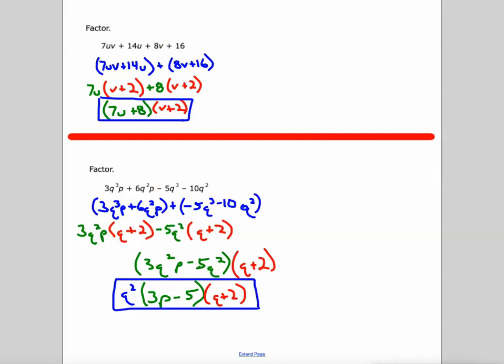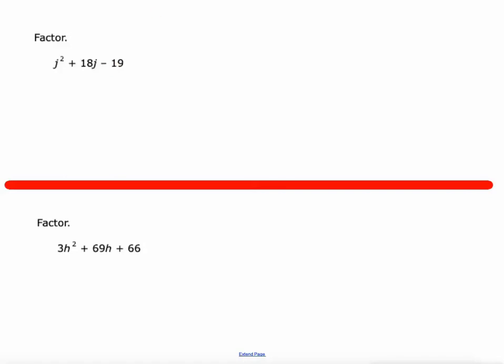Factoring by grouping on this page. Next up, well, this is not as bad as it looks because the lead coefficient is 1. It's not as bad as the other ones anyway. So when the lead coefficient is 1, we can just look for factors of c that add up to b, factors of negative 19 that add up to 18.